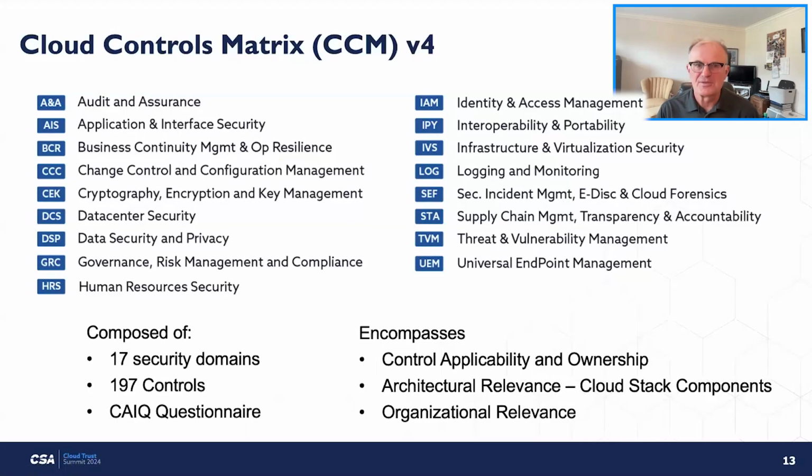So let's start with Cloud Controls Matrix. So we actually, I think, first released this in 2010. So this is sort of the industry standard for a set of cloud control objectives. And we have 197 controls, and there's the 17 domains there. Integrated with this is what we call our CAIQ questionnaire, which has the questions that assessors use to determine the validity and the presence of controls that meet those control objectives, those 197 control objectives.